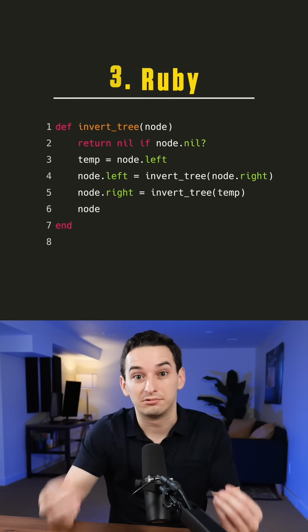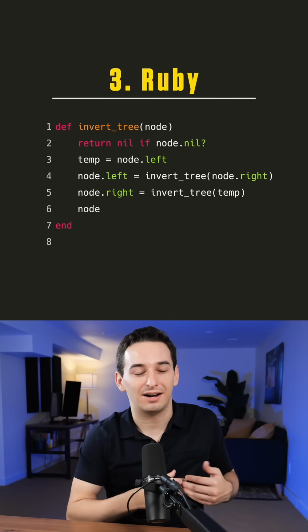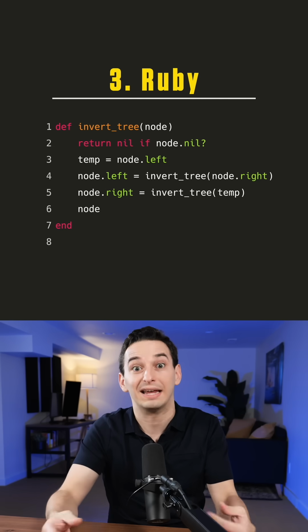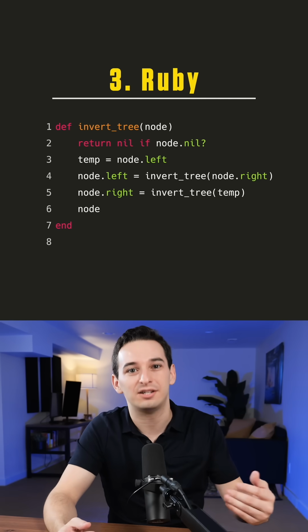Number 3 is going to be Ruby. And Ruby was designed with the idea of sort of developer happiness, as I've seen them call it, in mind. It's meant to be a very easy to use programming language.